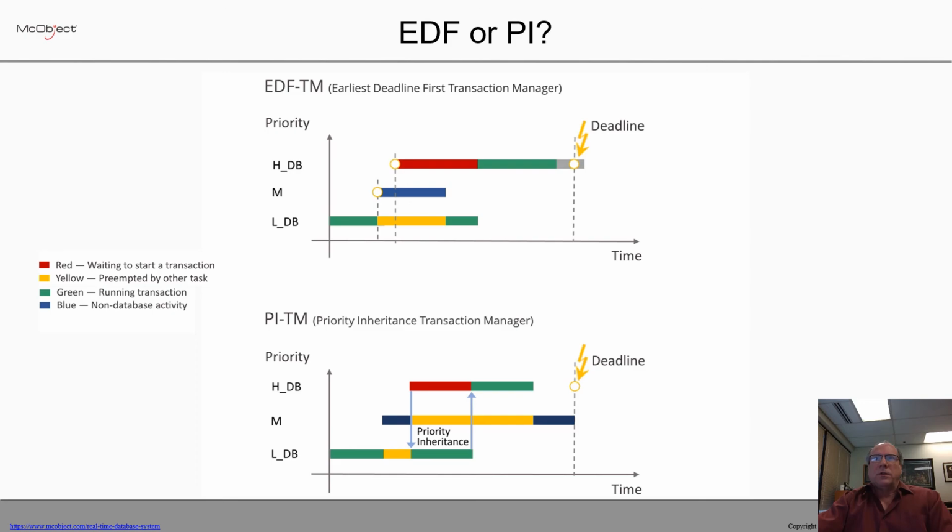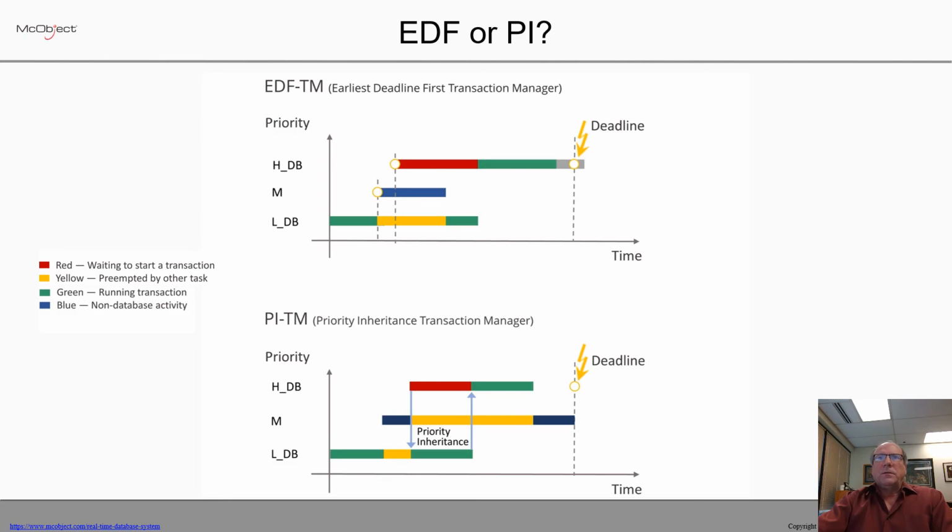The best way to illustrate the difference between the EDF and the priority inheritance schedulers is to examine use cases. This is an exercise that real-time system developers should go through in any case. Suppose we have 3 real-time tasks. HDB is a high priority task that wants to write to the database. M is a medium priority task that doesn't work with the database at all. LDB is a low priority task that also wants to write to the database.